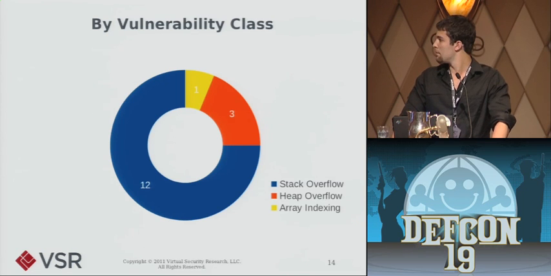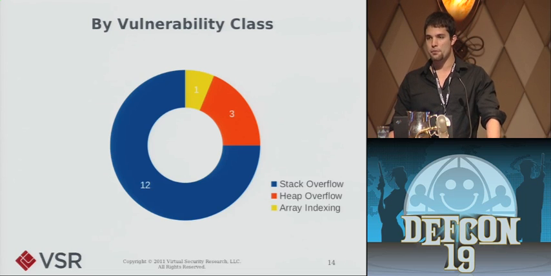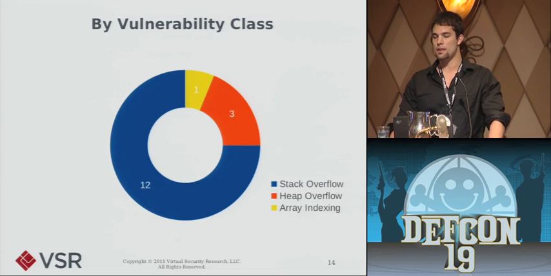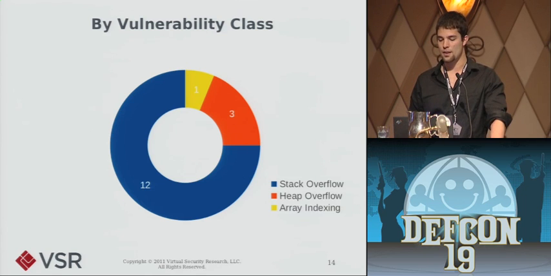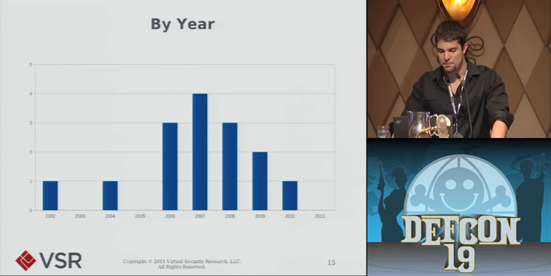And breaking these down by vulnerability class as to what vulnerability was exploited, a full 3/4 of these, 12 of the 16, were typical stack overflows. And I think this is probably because these vulnerabilities are incredibly conducive to exploitation. They're very well understood. The steps of exploiting them are known. 3 of these vulnerabilities were heap overflows, which are frequently much more difficult. And then 1 of these, a Windows SMB issue, is actually an array indexing issue. I'm not sure there's actually enough data to draw meaningful conclusions about trends here, but 2007 was a busy year for kernel exploitation.